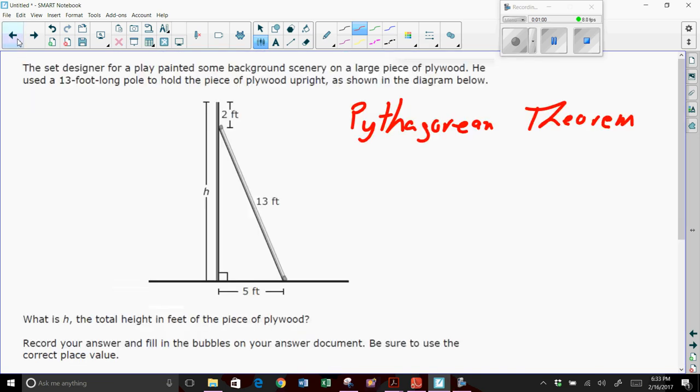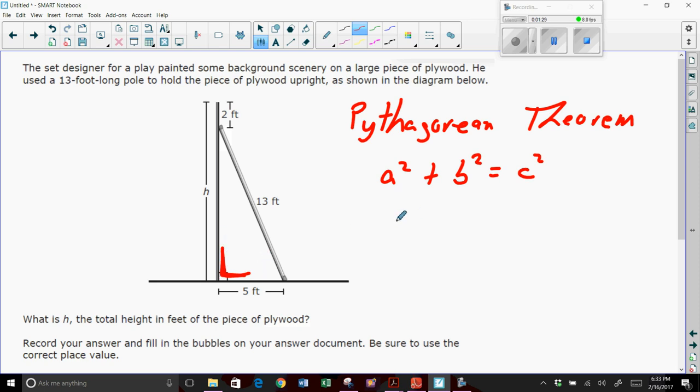So let's go back to our problem. Our formula is a squared plus b squared is equal to c squared. What I have is these three sides of my triangle, and I have to put them in the right spots on my theorem. So I'm going to look for my L shape, my 90-degree angle, because those are the legs of my triangle, and that will go into a and b. So the legs make up the L shape, the right angle.